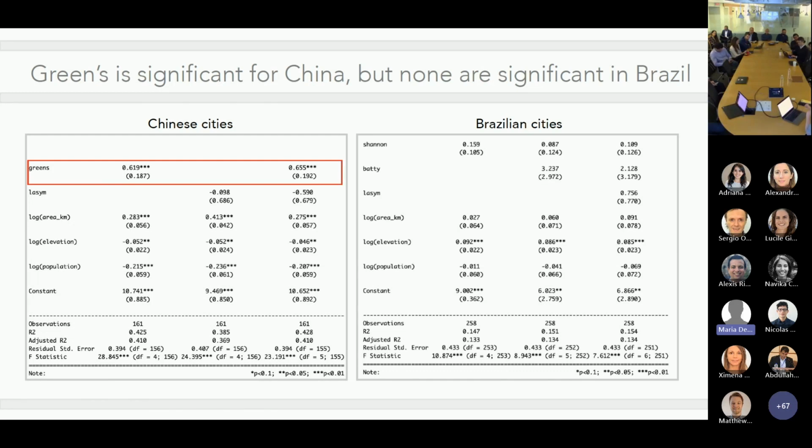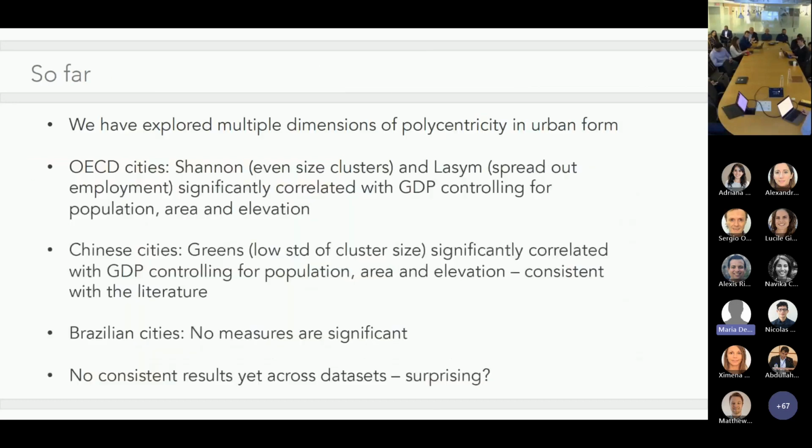So there's a bit of a question mark here as to what's going on and to what extent the OECD results are generalizable. Okay, so that's a little bit of an insight into what we've done in terms of looking at polycentricity so far. We find that Shannon and Lassam are very significant for the OECD cities. For the Chinese cities, it's Greens that's significant. Brazilian cities, nothing is significant. So that is maybe asking some questions about whether some of the results reported in the literature are representative of larger sets of cities.